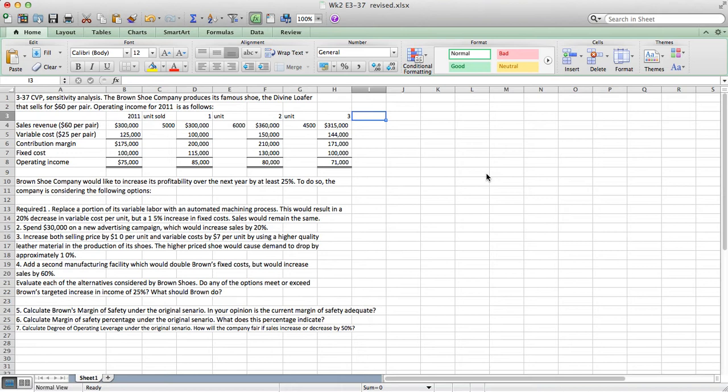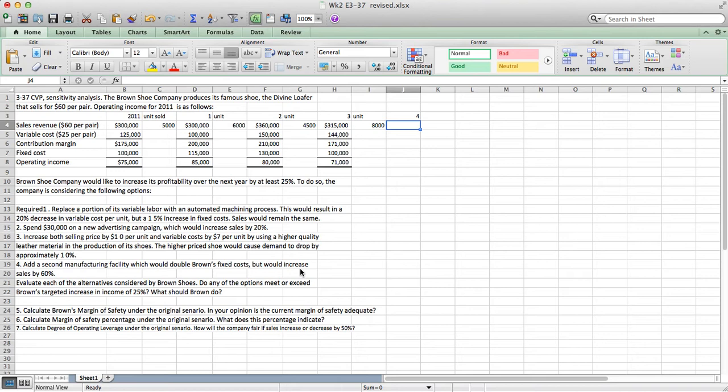Scenario 4, our final scenario. What do we learn down here? In scenario 4, it said that we're going to add a second manufacturing facility, which is going to double our fixed costs and increase sales by 60%. Wow, that's nice. Let's see what happens. So we have our original sales volume of 5,000 units, and we're going to multiply that by 1.6 to get a 60% increase. We now will be selling 8,000 units as a result of this expansion.